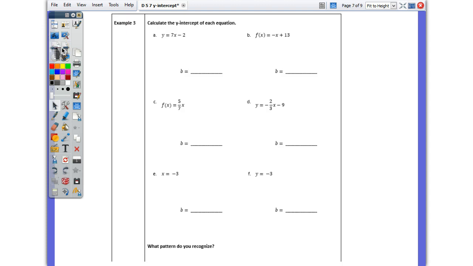Let's just go through the y-intercepts time-wise here. What is the y-intercept, the b? I only want the b on this page. B is close, not a 2, but a -2. Now f of x, who remembers what f of x means? Yep, awesome. That means just y. Y equals 13.